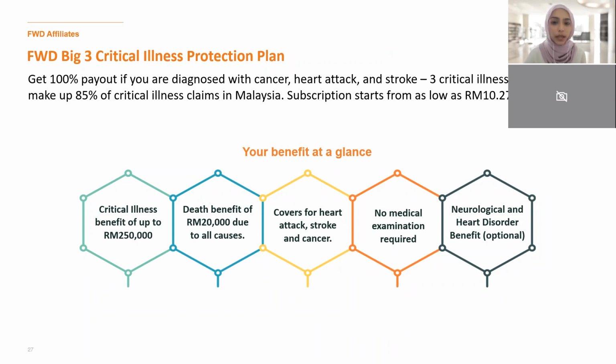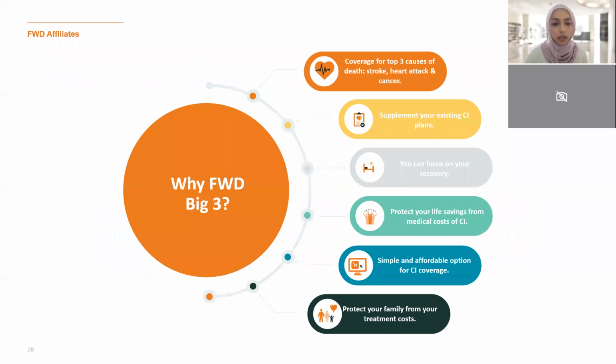And the subscription for this plan starts as low as 10 ringgit and 27 cents a month. So again, really, really affordable. And we cover up to 250,000. We also provide a death benefit due to all causes. You will get 20,000. We cover for heart attack, stroke, and cancer. Again, there is no medical examination required. All you have to do is go through the underwriting process that is part of the application process itself. This plan also comes with an optional benefit that you can add on, which is the neurological and heart disorder benefit. So why is FWD Big 3 a good plan?